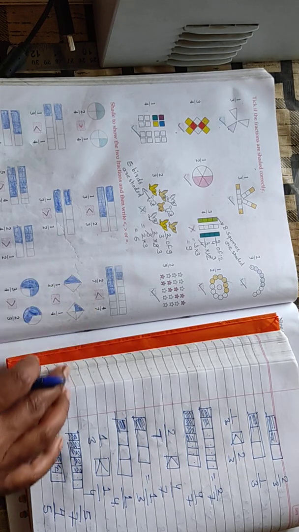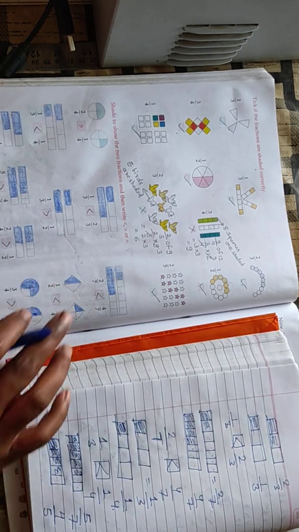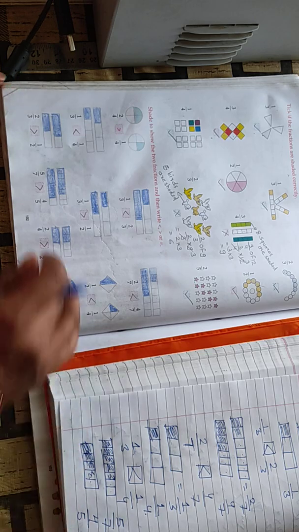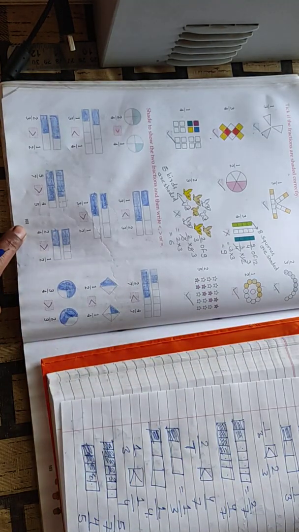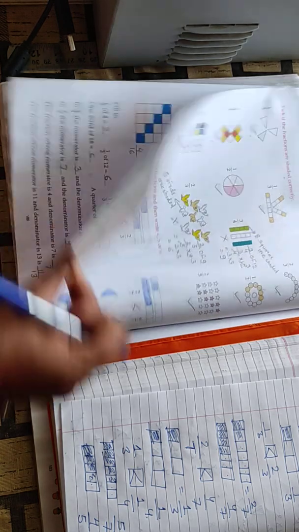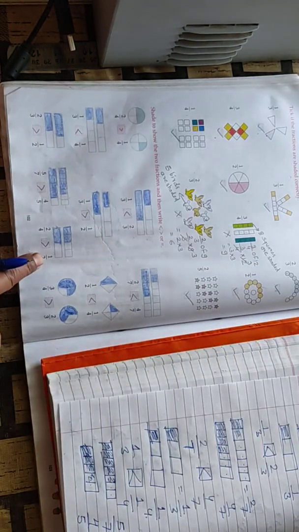You can use your color pencil, wax pencil to show the fractions in a colorful way. Okay. So you have to complete your exercise 10B till page number 102. Okay, 101 and 102 you have to cover.